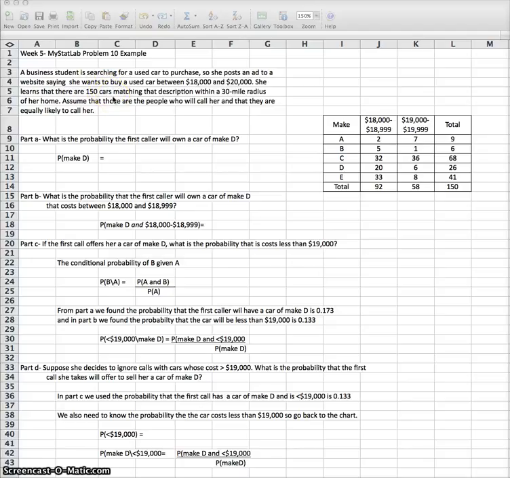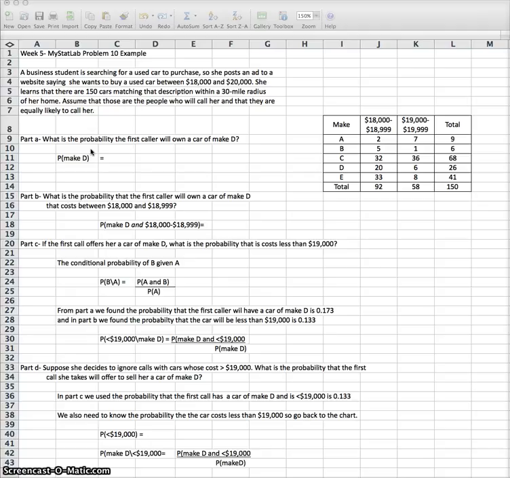A business student is searching for a used car to purchase. So she posts an ad to a website saying she wanted to buy a used car between $18,000 and $20,000. She learns that there are 150 cars matching that description within a 30-mile radius of her home. Assume that those are the people who will call her and that they are equally likely to call her. So let's see what the problem asks us.